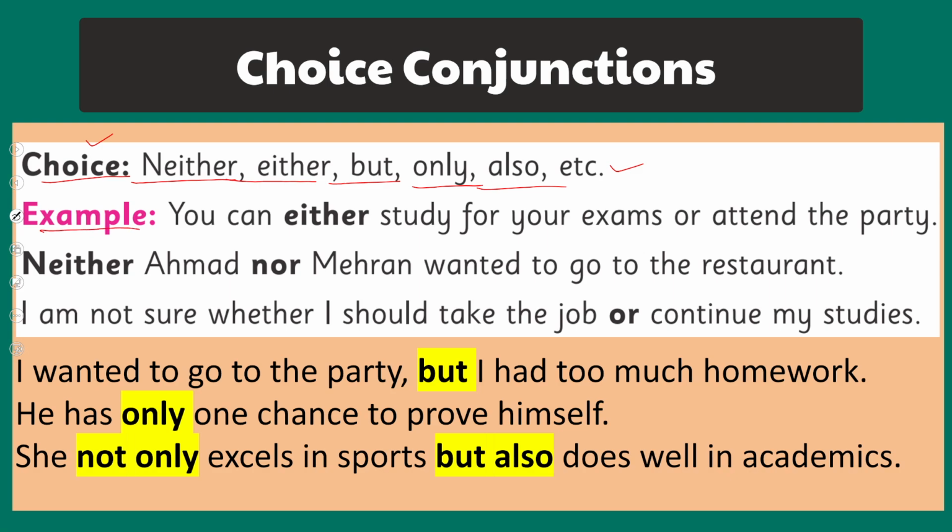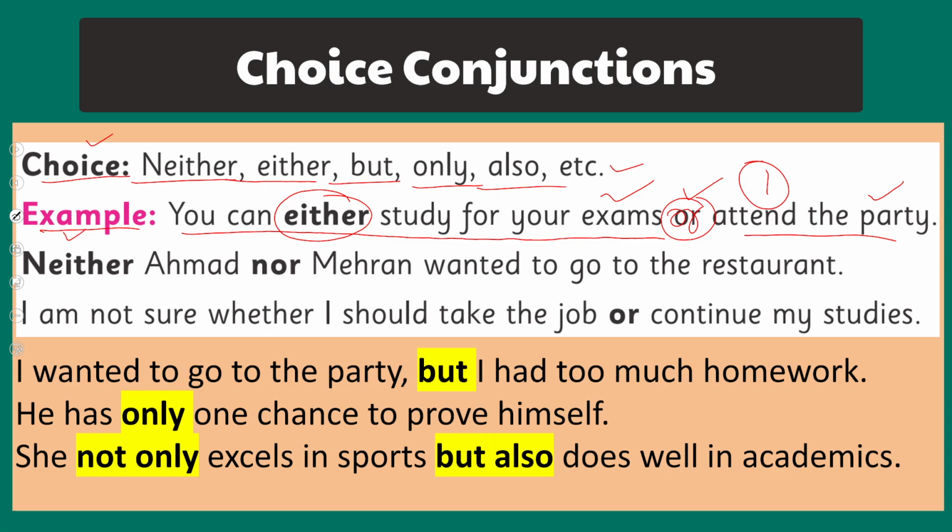For example, you can either study for your exam or attend the party. Now, we have choices between two things, studying for the exam or attending the party. So we know that only one thing is possible, so we use the conjunction either or. You can also highlight or here. Either or are correlative conjunctions working together to show a choice. So you can either study for your exam or attend the party. So it shows us that only one thing is possible.